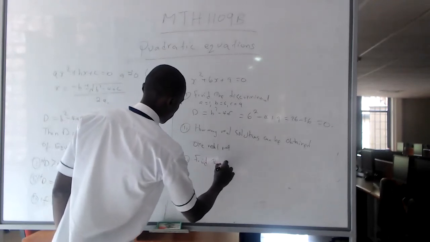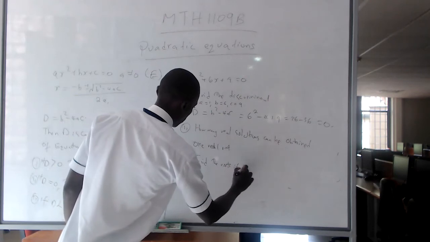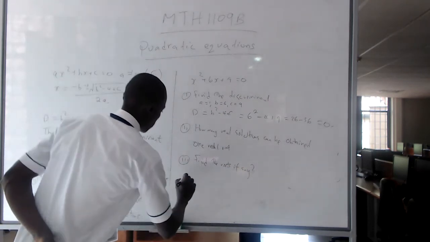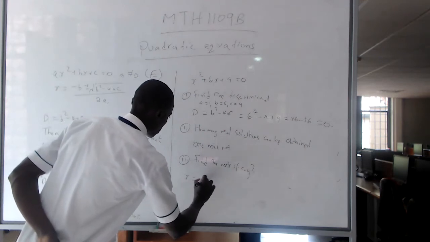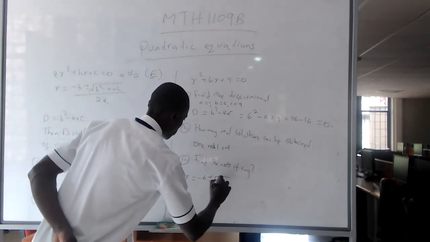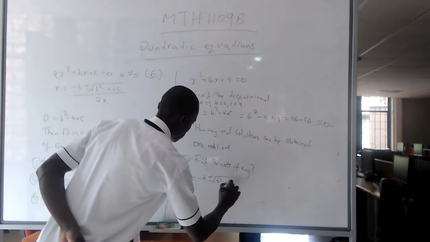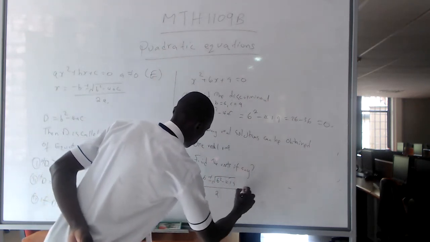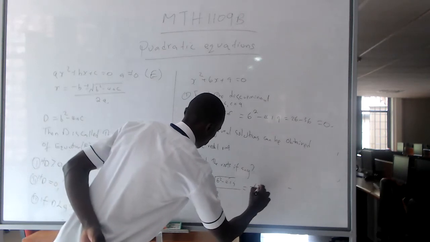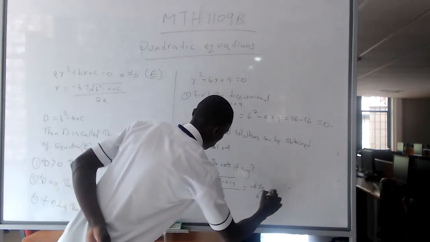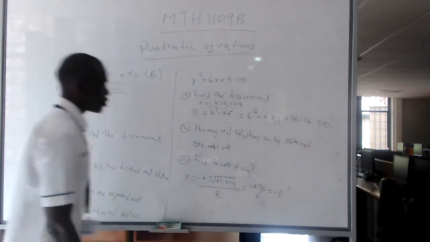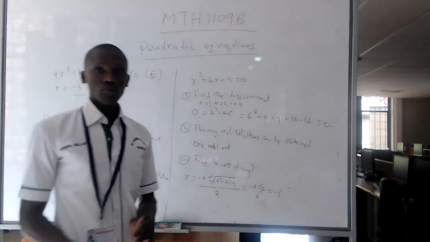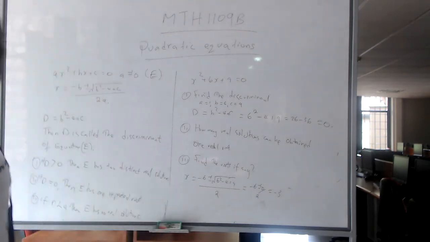Then the third part of the question is find the roots, if any. So the formula is that x is minus 6 plus or minus square root of 6 squared minus 4 times 1 times 9, divided by 2. So this will give me minus 6 plus or minus 0 divided by 2, which is minus 3. So this has a repeated root, and the repeated root is minus 3, which is a real number.